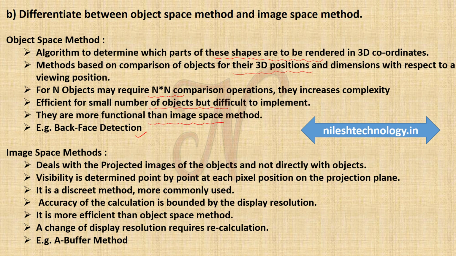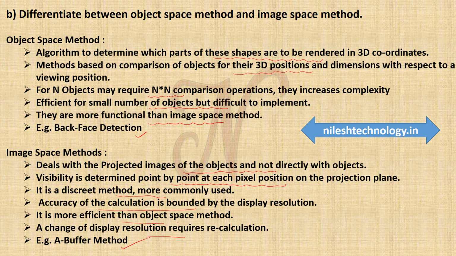Next, the image space method. It deals with the projected image of the object and not directly with the object. Visibility is determined point by point at each pixel position on the projection plane. So it is a discrete method and more commonly used. Accuracy and calculation are bounded by the display resolution. It is more efficient than the object space method. A change of display resolution requires recalculation, and the best example is the A buffer method.